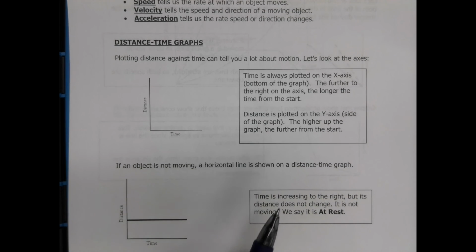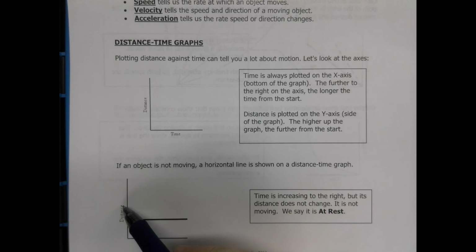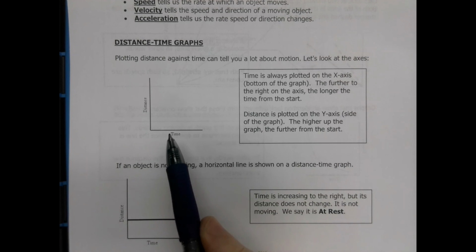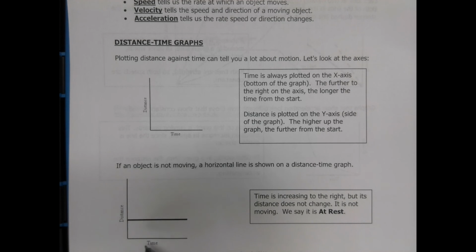So if an object is not moving, a horizontal line is shown on the distance time graph. Time is increasing to the right, but its distance is not changing. We say that the object is not moving, that it is at rest or stopped. Note, it's very important that you make sure we're actually dealing with a distance time graph, that there's distance here and time here. There are multiple different graphs, and you need to label the axes.